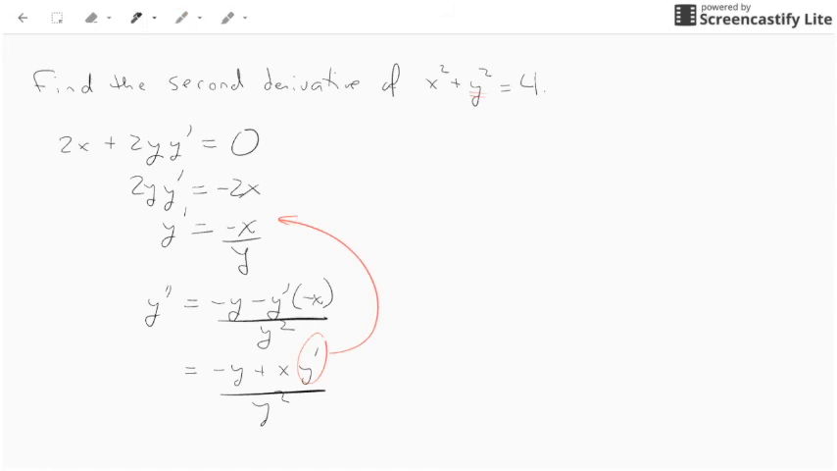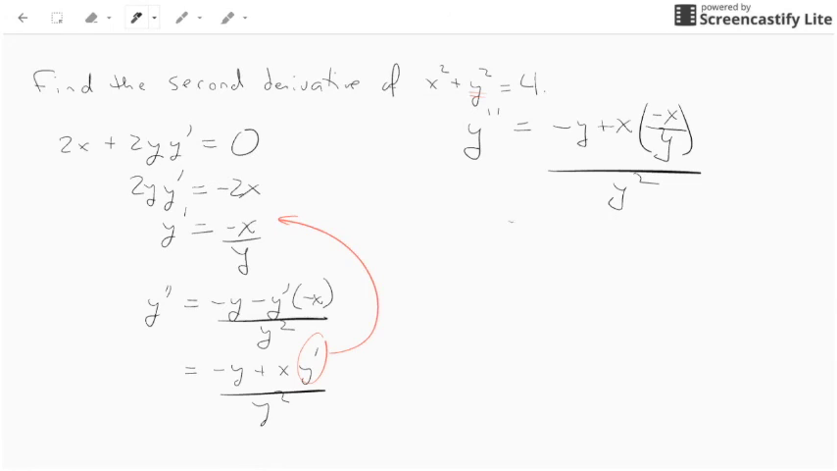So now I'm going to do that substitution. My second derivative, y double prime, is going to equal negative y plus x multiplied by negative x over y, all over y squared. There's that negative x over y when it shows up. Negative x over y, that was the y prime.